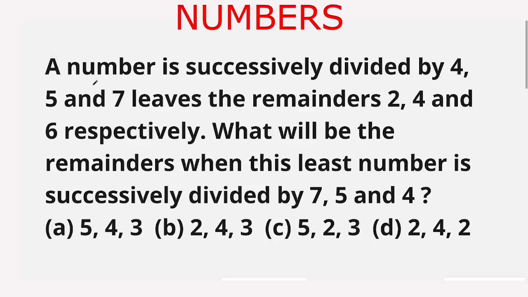Our question is, a number is successively divided by 4, 5 and 7 and leaves the remainders 2, 4 and 6 respectively. What will be the remainders when this least number is successively divided by 7, 5 and 4? The given options are option A 5, 4, 3, option B 2, 4, 3, option C 5, 2, 3, option D 2, 4, 2.